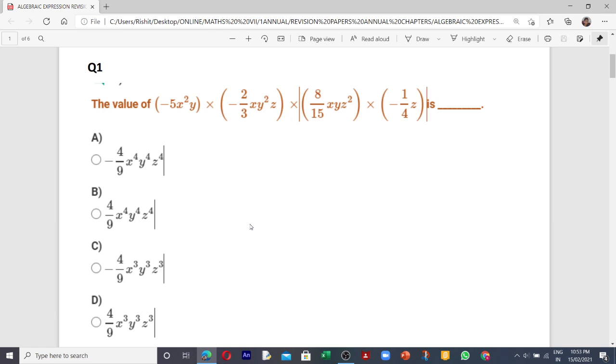Is it A, 4 by 9 x to the power 4, y to the power 4, z to the power 4? How many x are there? You can see it very easily. How many y's are there? Okay, z also. So what will be the answer? Is it negative or positive? Okay, I hope you all have done. You are simplifying. Some of you are still doing, children. Although this question is good, it will take time. Yes, of course it will take time.